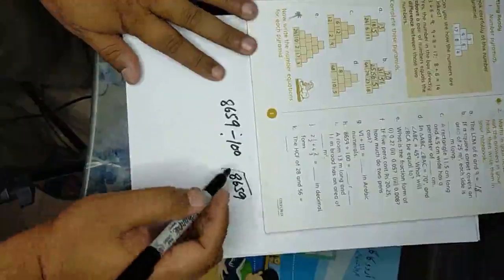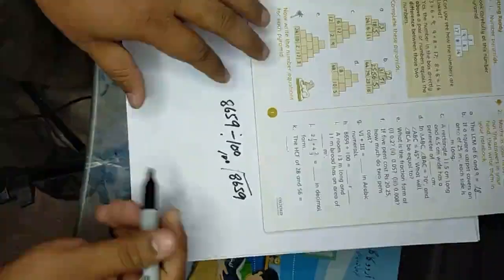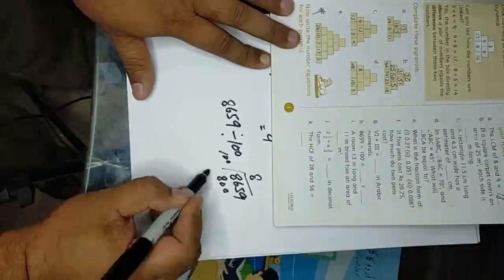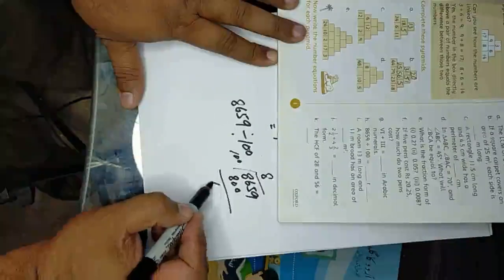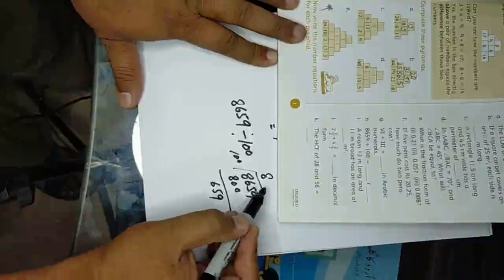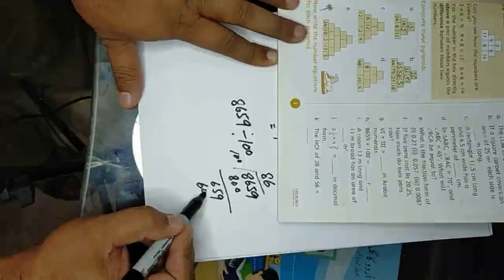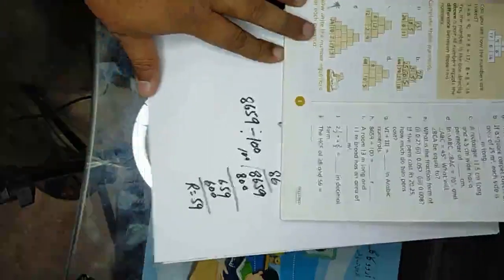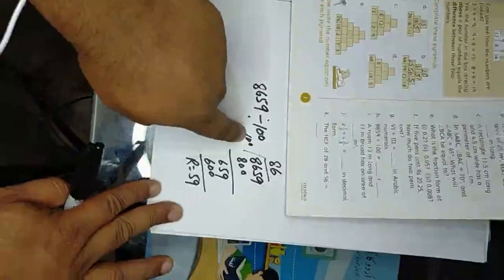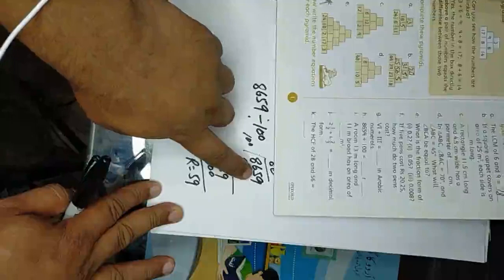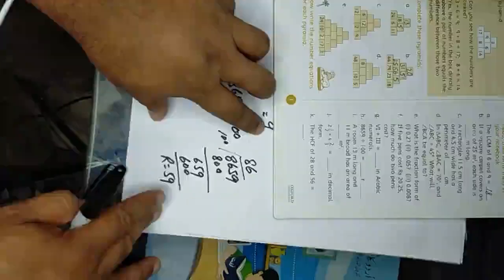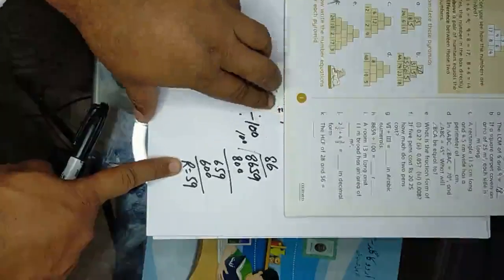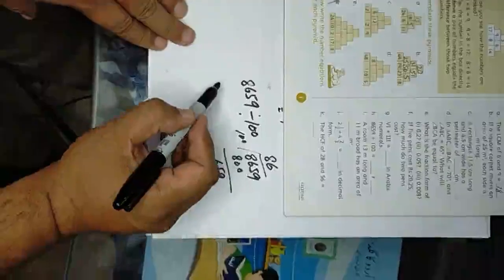So the answer would be, if we do it here, divided by 100, so what would be the answer? 86, right? 86 times 100 is 8600, so what will the remainder be? 59, right? So if we divide 8659 by 100, the answer would be 86 and remainder 59. Right? And there's another way of doing this.